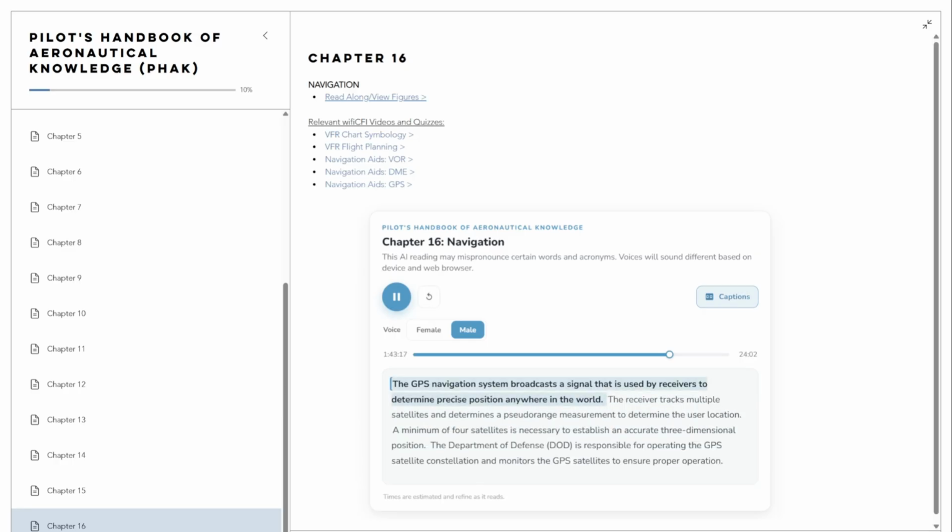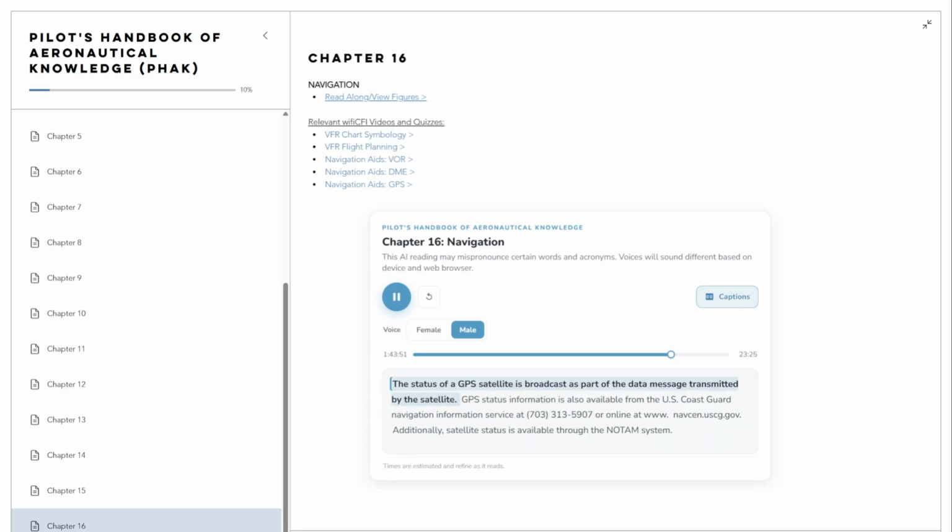The GPS navigation system broadcasts a signal that is used by receivers to determine precise position anywhere in the world. The receiver tracks multiple satellites and determines a pseudorange measurement to determine the user location. A minimum of 4 satellites is necessary to establish an accurate 3-dimensional position. The Department of Defense, DoD, is responsible for operating the GPS satellite constellation and monitors the GPS satellites to ensure proper operation. The status of a GPS satellite is broadcast as part of the data message transmitted by the satellite.